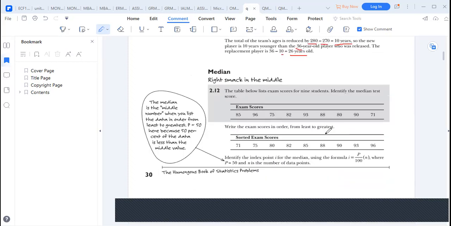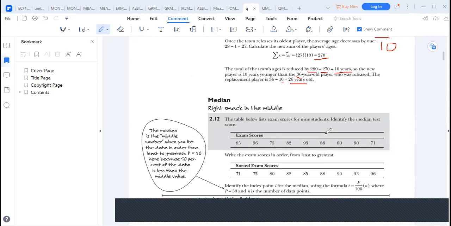All right. Let's go to another question here. We have exam scores for 9 students, and we are asked to identify the median. So median requires us to identify the middle. So middle is always half of n. So we have how many? We have 9 students. So half of 9 is 4.5.